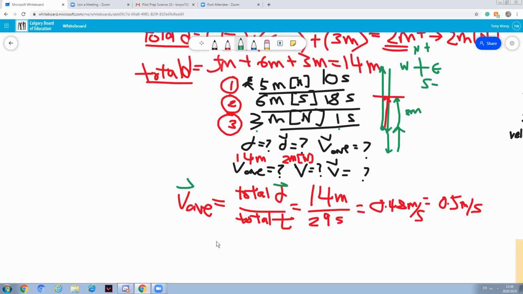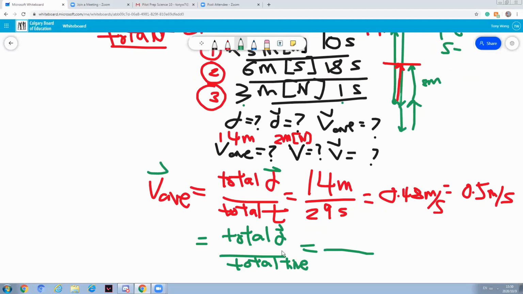Okay, so now let's solve for the average velocity. So what would we put on the numerator and what would we put on the denominator? Like what would we put on top, what would we put on the bottom? So this is the formula, for the average velocity of the person's entire travel. So what would we put into here?